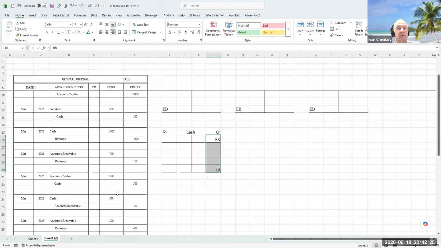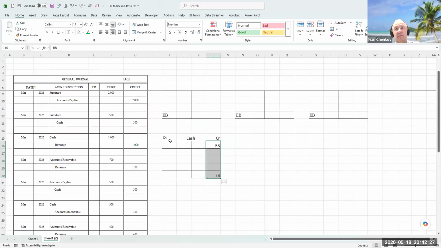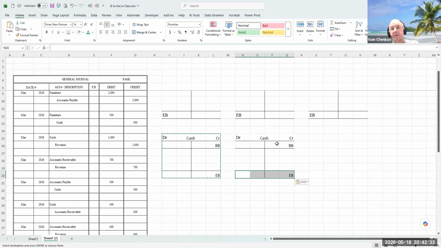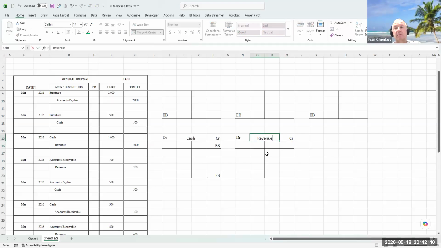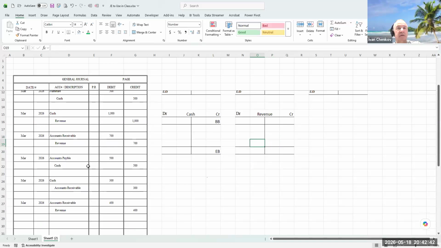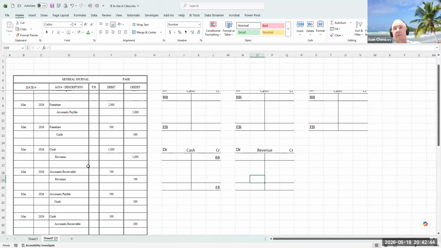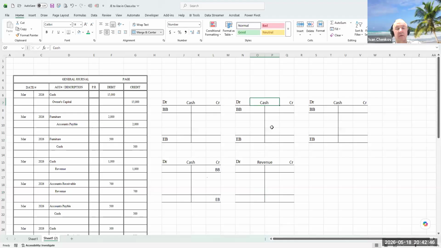Then I need a revenue account. Now the revenue account doesn't have a beginning balance or an ending balance. It's just revenue. And we don't have expenses, do we? No. Okay, those are the accounts that I need. That's accounts receivable and that's equipment.